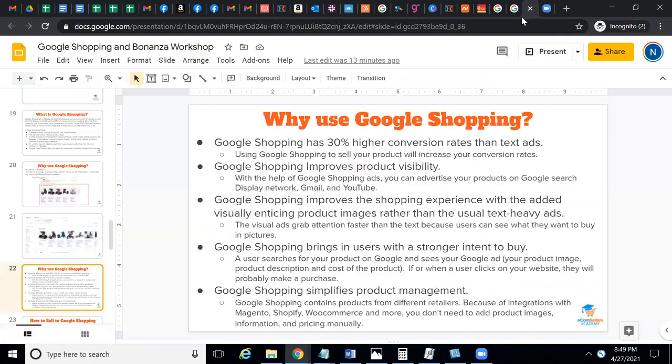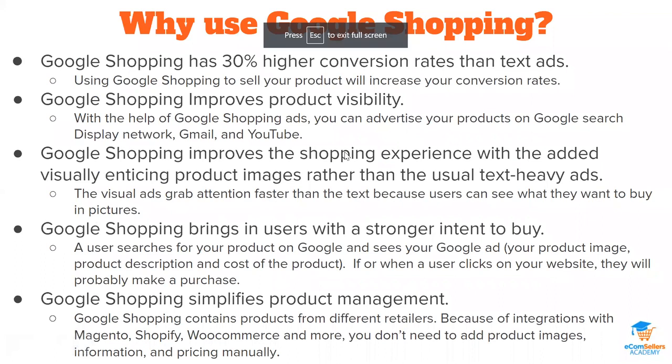How do I do this? Okay. So Google Shopping improves your product visibility. Absolutely. We just saw that. So with the Google Shopping ads, your advertisement is going to show up at the top. It's going to show up also because it's linked to Google AdWords, which is what you're going to learn a little bit later. It's going to show up in the display. If there's a place for ads within your Gmail, YouTube, it can show up in different display spots all over the place.